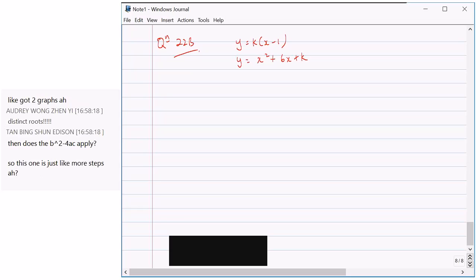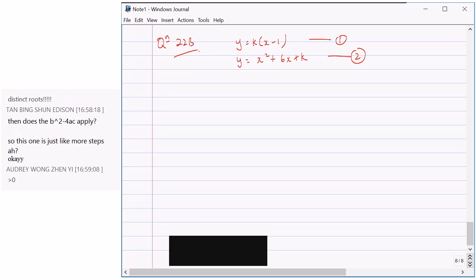So I'll go through this question, then you see whether you understand. This one is just slightly more steps. You have to combine the equations to become one more extra new equation. That's the difference. Okay, so equation 1, equation 2. Audrey, what I know is distinct roots. So what do you know about the discriminant? How will the discriminant be like? Bigger than 0, exactly.